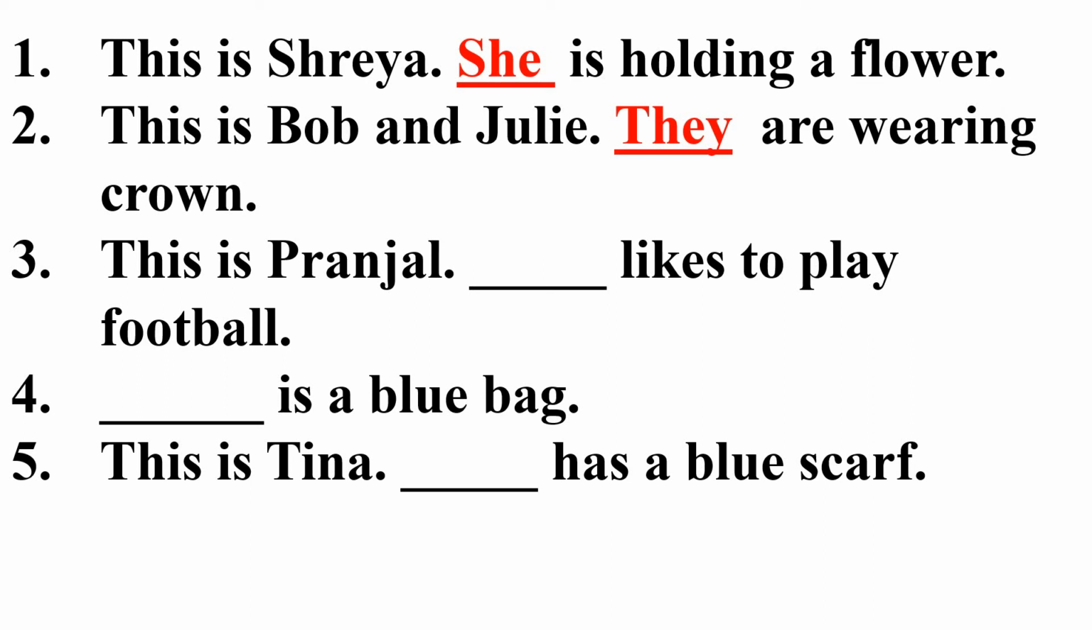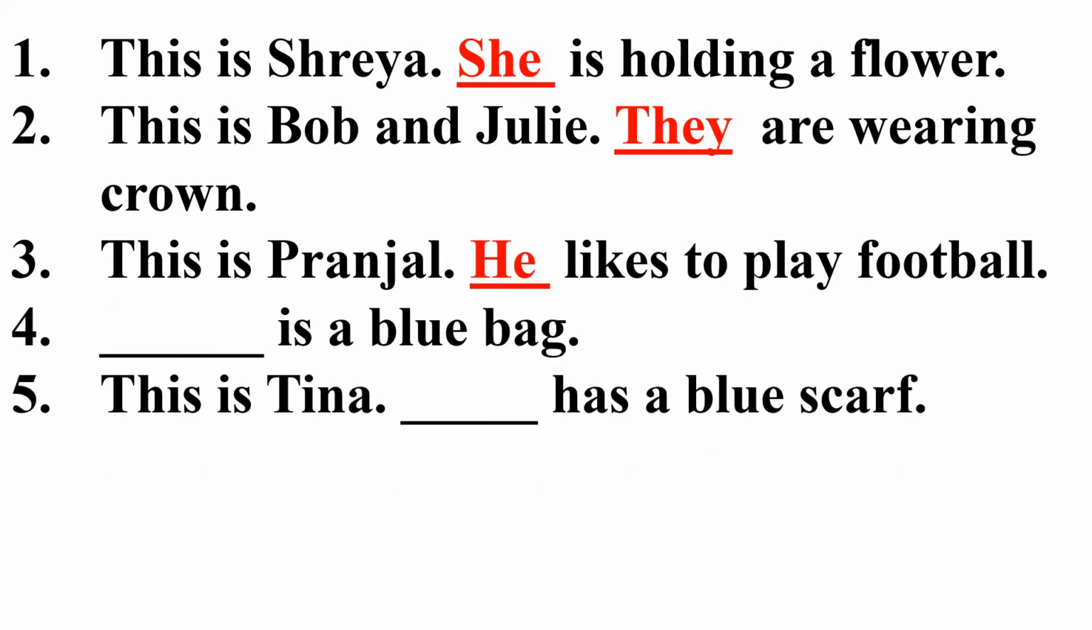Number 3: This is Pranjal. Dash likes to play football. Pranjal is the name of one person, and he can be a boy or a man. So for a boy or man, which pronoun do we use? Correct, he. So: this is Pranjal, he likes to play football.